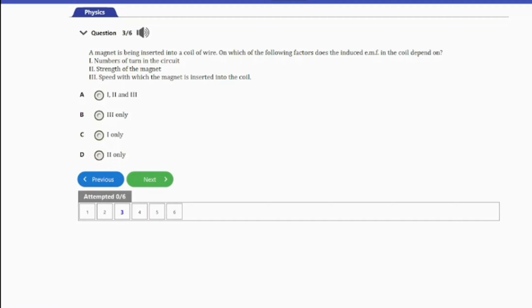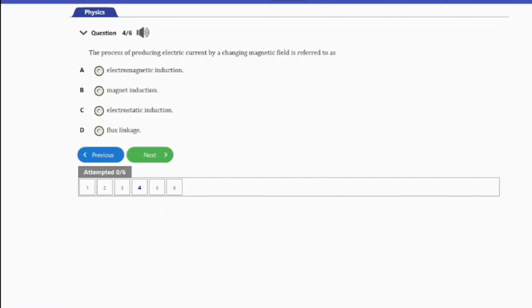Let's go ahead and consider the next question, guys. So that's question number 4 here. It says, the process of producing electric current by a changing magnetic field is referred to as A. Electromagnetic induction, B. Magnet induction, C. Electrostatic induction, D. Flux linkage. So guys, the answer to this question is option A here, which is electromagnetic induction. So that's it for this question.